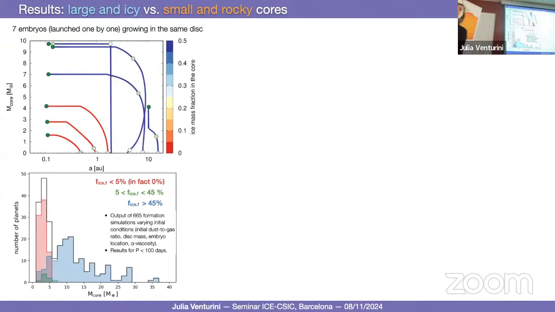And let's look a bit at the results that we get. Can we really reproduce the radius valley? To understand the results, first here I'm illustrating some formation tracks. This is the mass of the cores. You know now what the cores are.